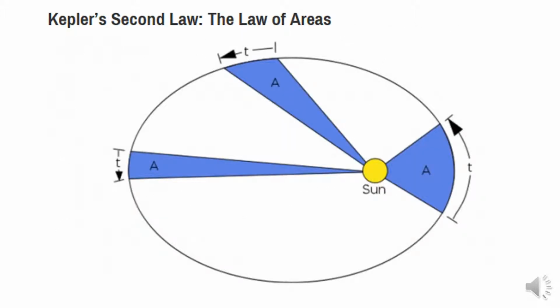And here's a picture of Kepler's law. And so we have the area swept out at equal times is equal.